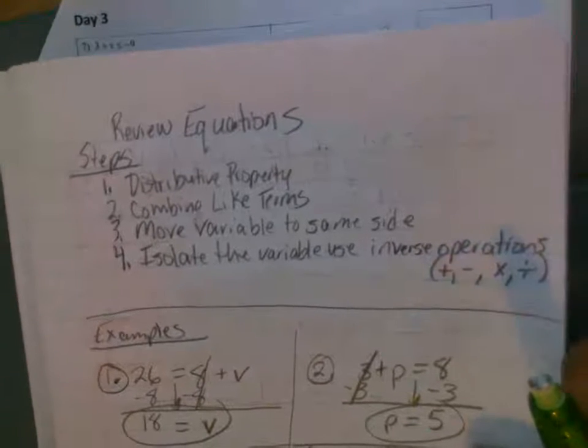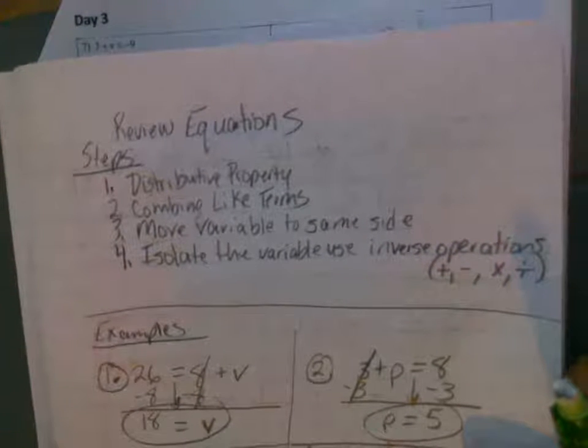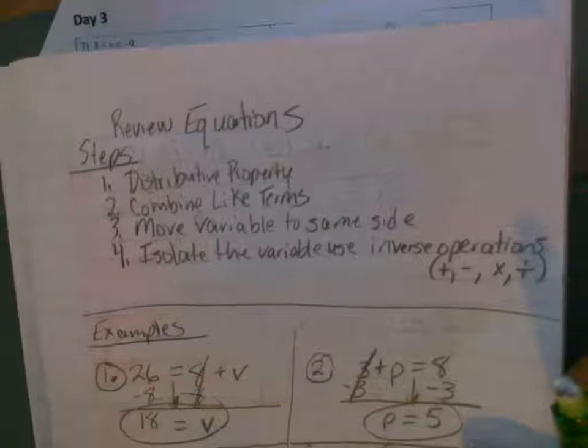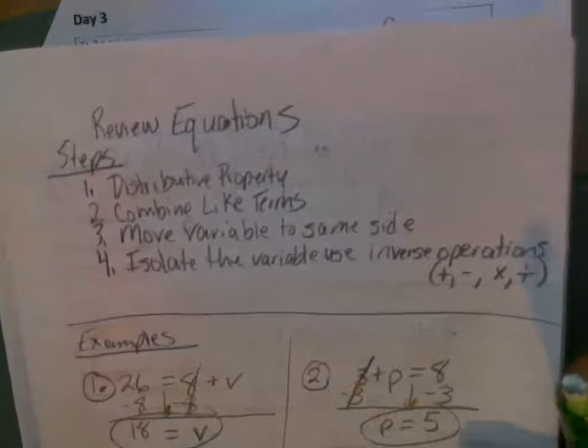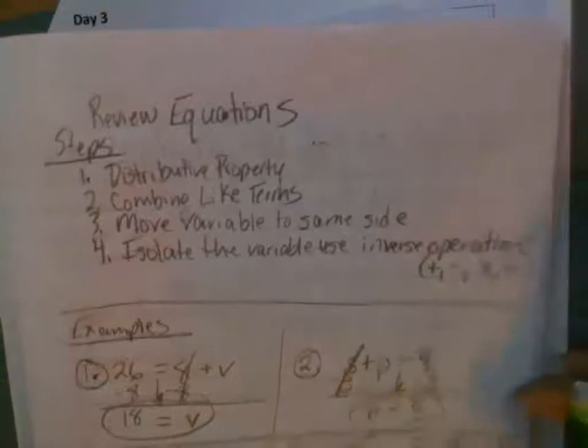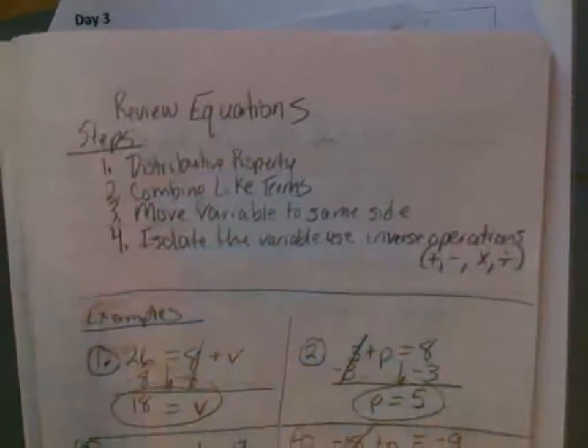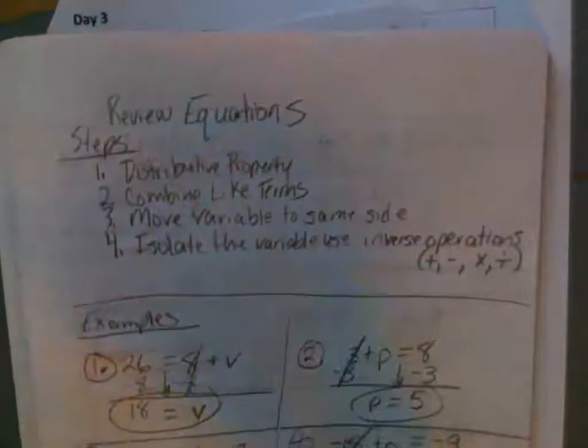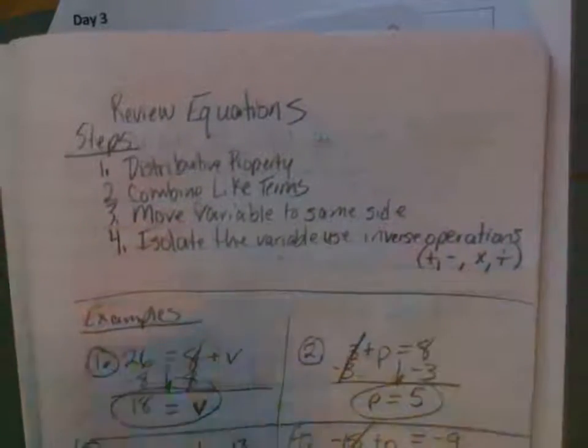The opposite of addition is subtraction. The opposite of subtraction is addition. The opposite of multiplication is division. And the opposite of division is multiplication. When you isolate the variable, you always do addition and subtraction first. Last is going to be multiplication or division.